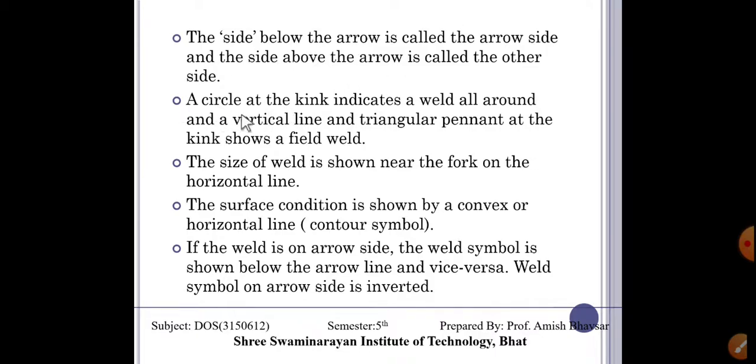Now, as we discussed, this is our symbol pattern. Below, what is indicated is a circle; what it indicates is the site of weld near the fork on the horizontal line. All these things are indicated by the symbol pattern that we have discussed.